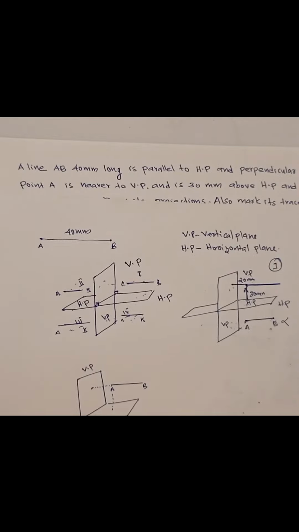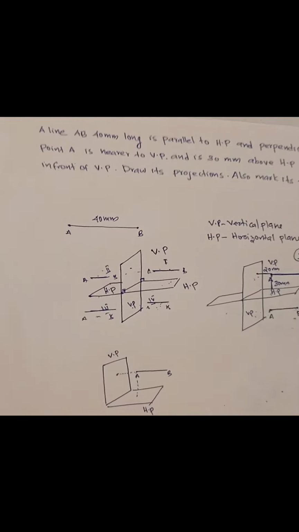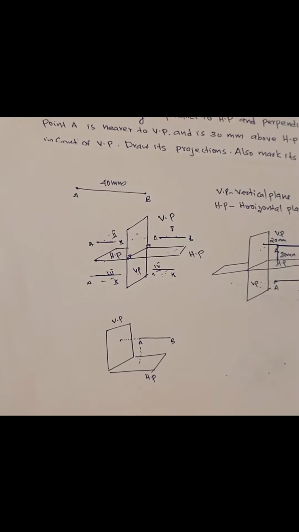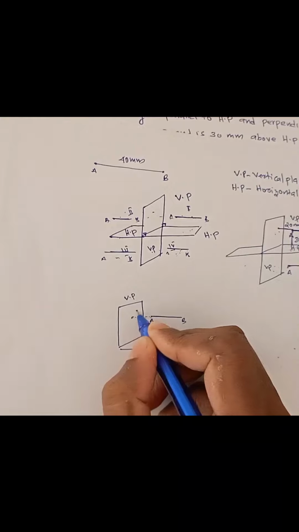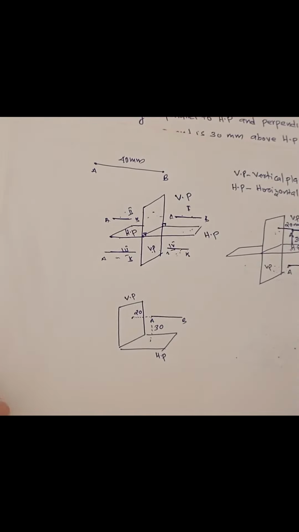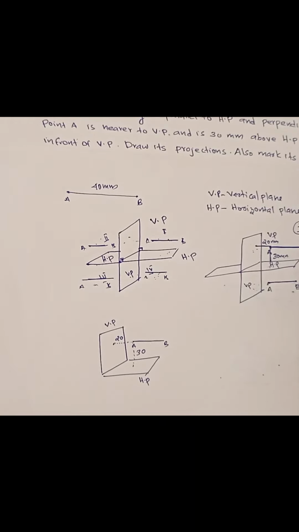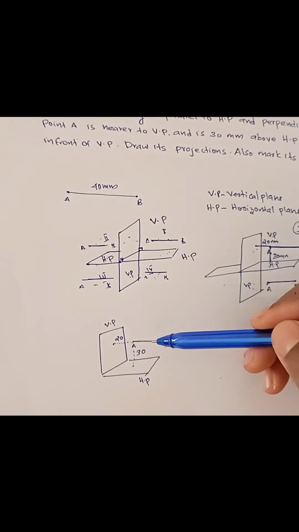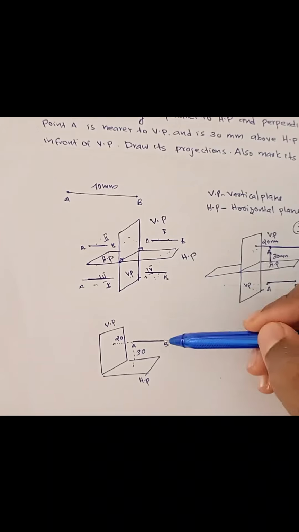So point A is 30 mm above HP. Point A is 30 mm. This is 30 and 20 mm in front of VP. So after reading two sentences, we got the exact position of the line. So it's lying on the first quadrant, and this is the position. It is parallel to HP and perpendicular to VP.